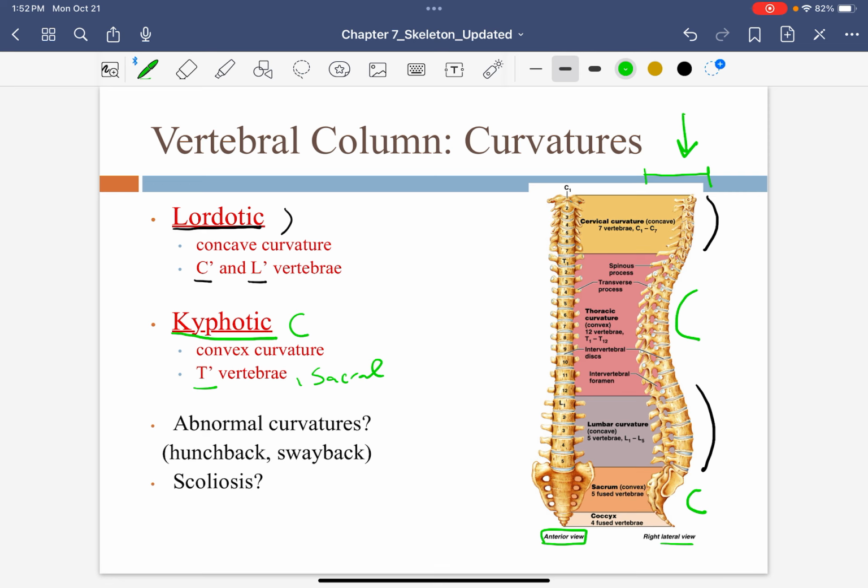Good. Now, they can be exaggerated. So if they are exaggerated, it becomes lordosis or kyphosis. So a normal curvature, lordotic or kyphotic, that's normal. But if it's exaggerated, lordosis, that suffix sis means exaggerated or pathological.